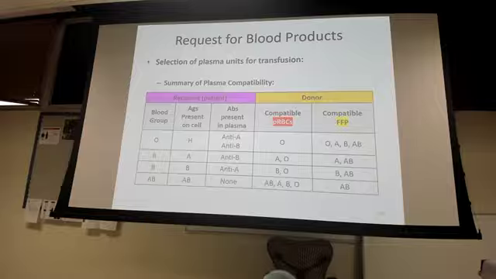You've got a patient that came into the ER. They're bleeding out from a gunshot wound. You need to order 2 packs of blood. Your patient's a B. What do you order? You order a B or an O for PRBCs, and you can order a B or AB for everything. So something along those lines, okay?